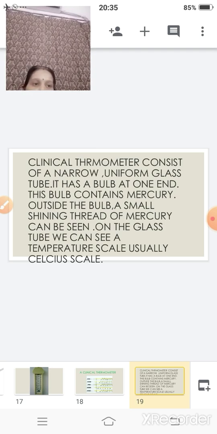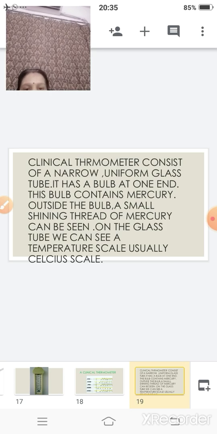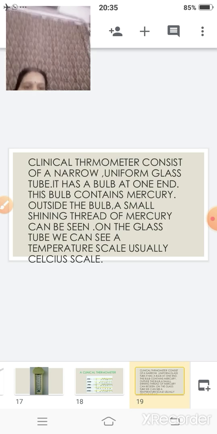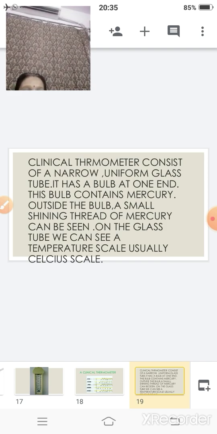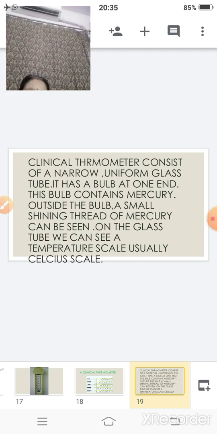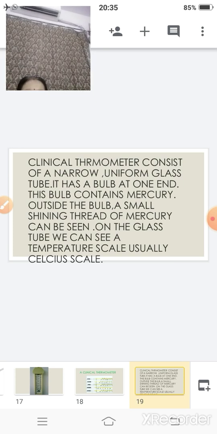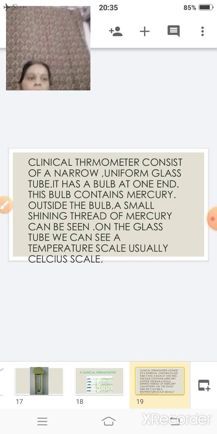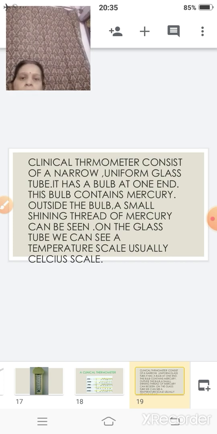So I showed you the bifurcation of the scale. I showed you how the different scales are there on it. It starts from 35 degrees Celsius and goes till 42 degrees Celsius. So here we can say the range of a clinical thermometer is 35 degrees Celsius to 42 degrees Celsius. If we talk in terms of Fahrenheit, we say 94 degree Fahrenheit to 108 degree Fahrenheit. But this is your Fahrenheit scale. On your clinical thermometer, basically we take the temperature in the unit of Celsius.